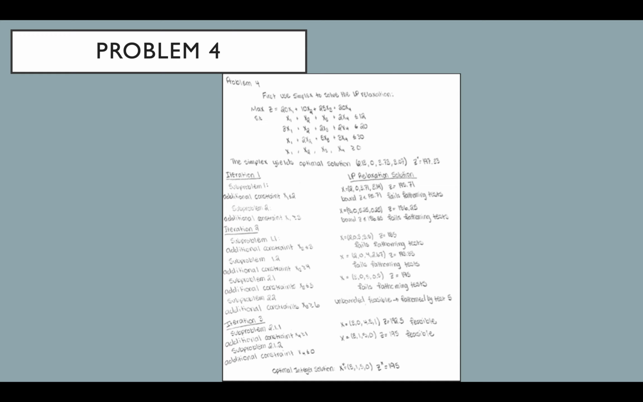x4 is greater than or equal to 1, and x4 is less than or equal to 0. Solving these two final subproblems yields two solutions, both of which are feasible, one of which is optimal, that is subproblem 2.1.2, as indicated on the PDF page, with x equal to 3, 1, 5, 0, all integer values, and a z value of 195. And that concludes problem 4 of applying the MIP branch and bound algorithm.